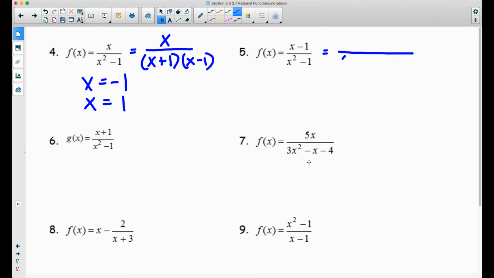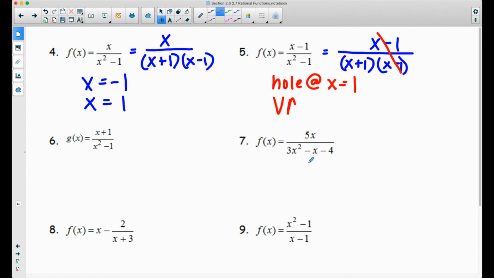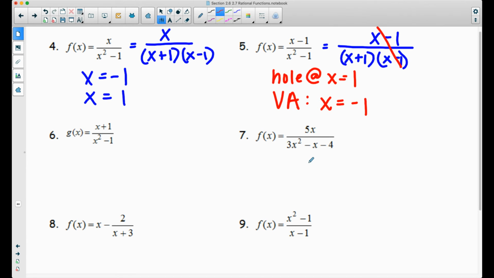Same factoring over here. However, these can cancel. So we have a hole at x equals what? 1. And then we have a vertical asymptote at x equals -1. Okay? Still 2 restrictions on our domain. Still going to be an issue there. One's just going to look different than the other. Questions so far on those two?